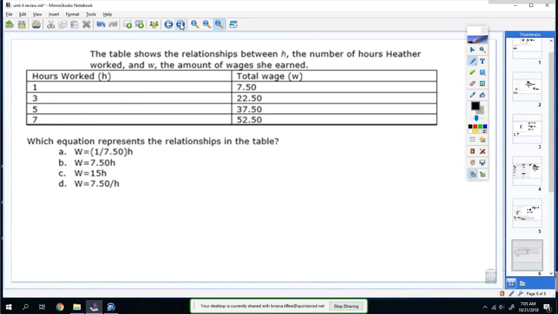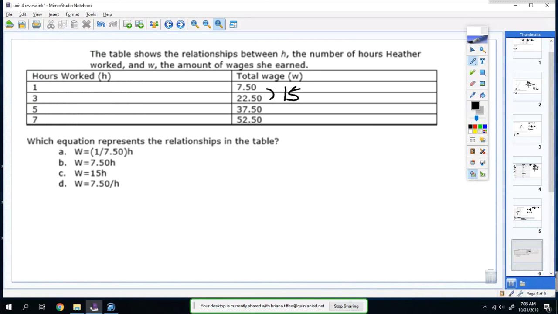All right. Number 6, the table shows the relationship between H, the number of hours Heather worked, and W, the amount of wages she earned. Which equation represents the relationship in the table? Okay, so find the amount of change. So here I'd say about $15, I believe. So you do $250 minus $750. It'd be a $15 change.